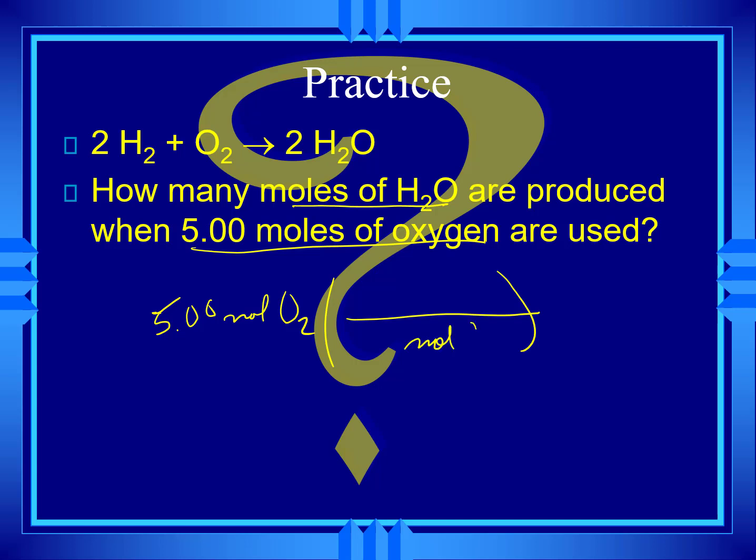Get rid of moles of O2, the unit they gave me, and turn it into moles of H2O, what they asked for. The number in front of H2O is a 2. The number in front of O2 is a 1. So 5 times 2 divided by 1 is 10 moles of water. Pretty straightforward. Your homework will have you practice some of these, and we'll use this to move on tomorrow.